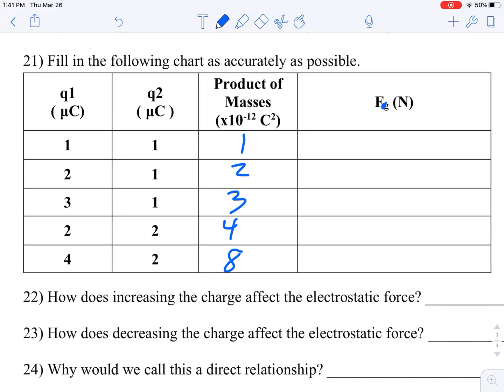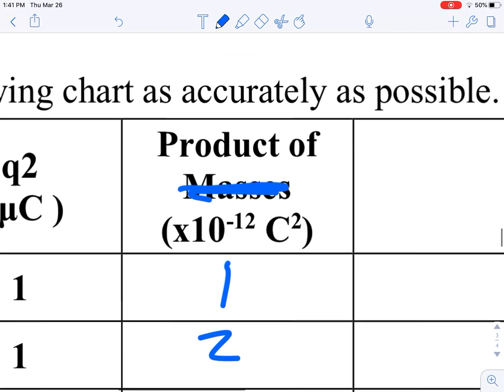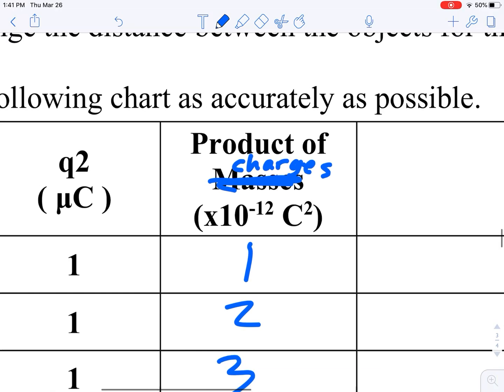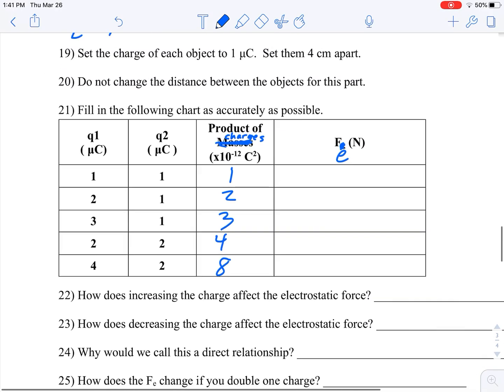Now, I actually left this accidentally as force of gravity. That should be electrostatic force. And that shouldn't be the product of the masses. That should be the product of the charges. The reason I made that mistake is because I actually took this right from when we derived Newton's universal law of gravitation.